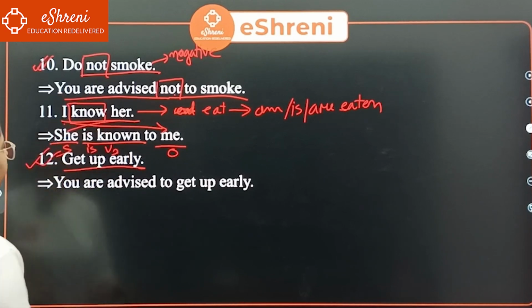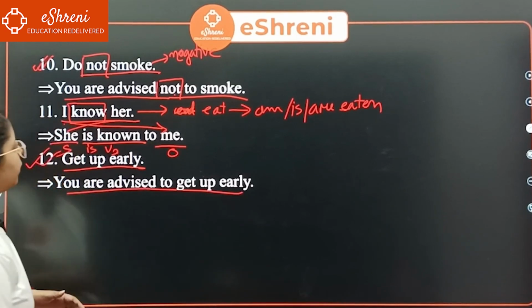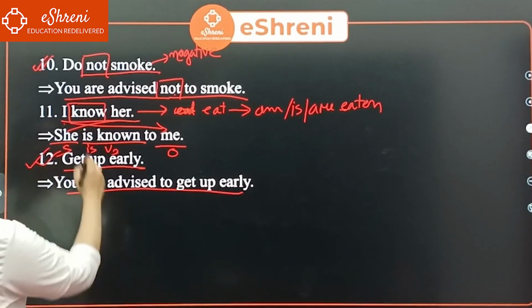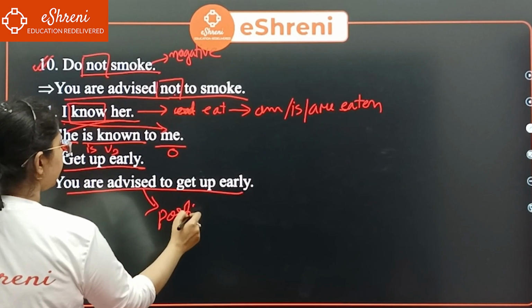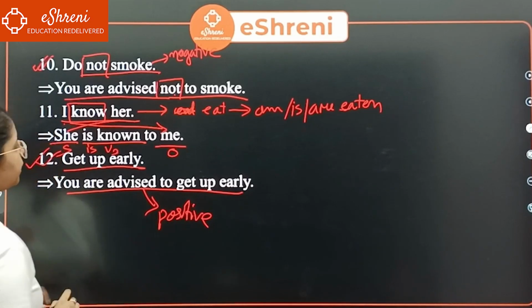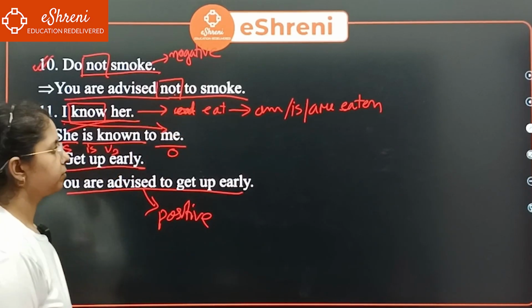Get up early is again another imperative sentence, so again you are advised to get up early. The only difference between these two sentences is that this is the negative sentence and this is the positive sentence. That is why we have used not here, and here we have not used not.